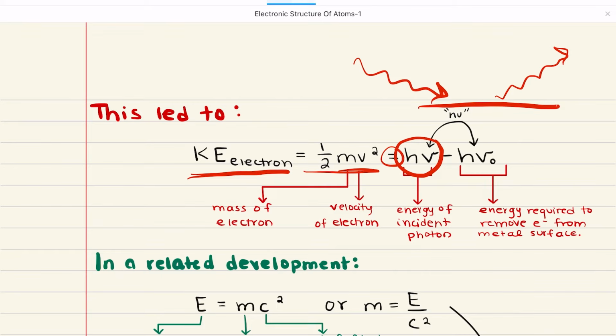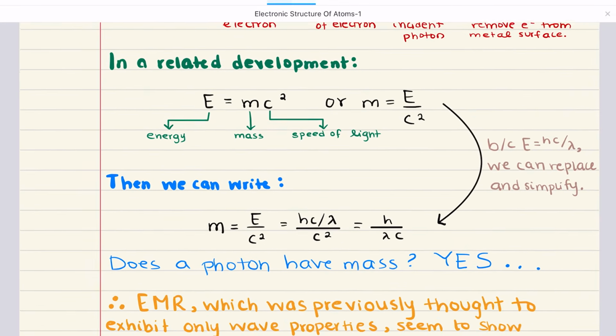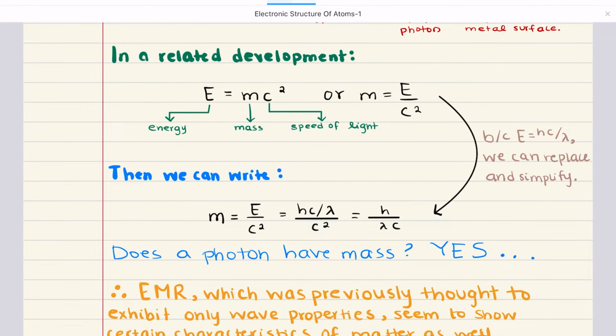Now, in a related development, and we don't want to get into this too much, Einstein's special theory of relativity introduced his famous equation E equals mc squared. E is energy, m is mass, c is the speed of light. And this equation indicated that energy itself has mass. We can rearrange this equation and write that mass is equal to energy over the speed of light squared. And so this shows that it's possible to calculate the mass associated with a given quantity of energy.